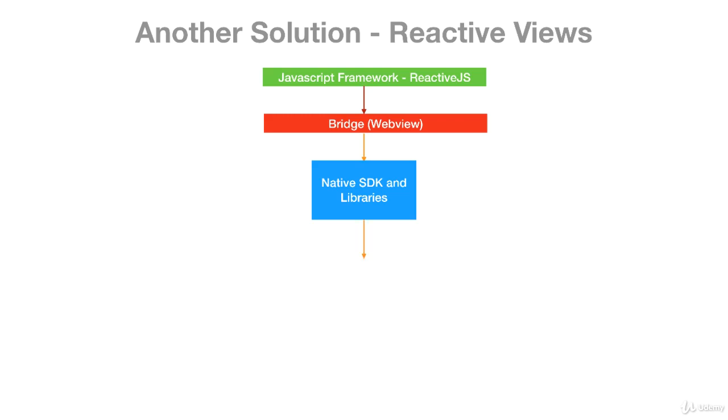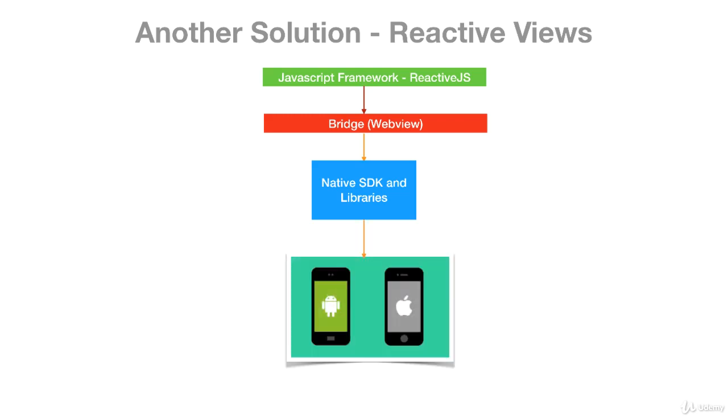Because now there's still a bridge in between to actually have our application run on iOS and Android. So it's really good, and a lot of companies use reactive views or reactive development to create hybrid, as they call them, or cross-platform applications that would run on Android and on iOS. Again, it's a great solution.